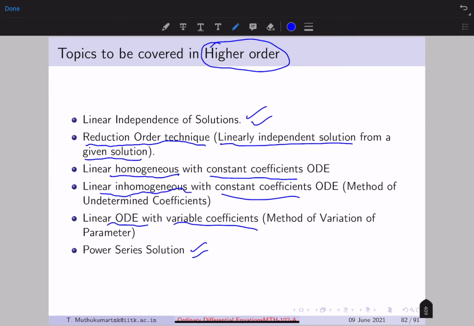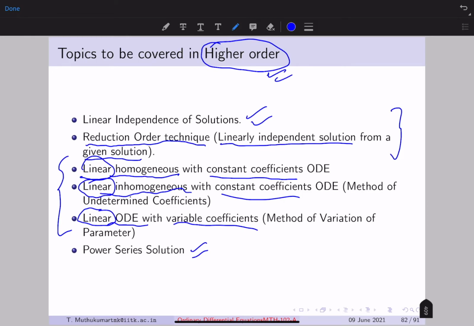Okay, and some methods are applicable for some special types, and more or less what you see here is that in the higher order case we are mostly looking at linear differential equations. All these techniques that we are going to introduce are for linear differential equations. Okay, so in this lecture and next lecture we'll probably cover the first two topics.